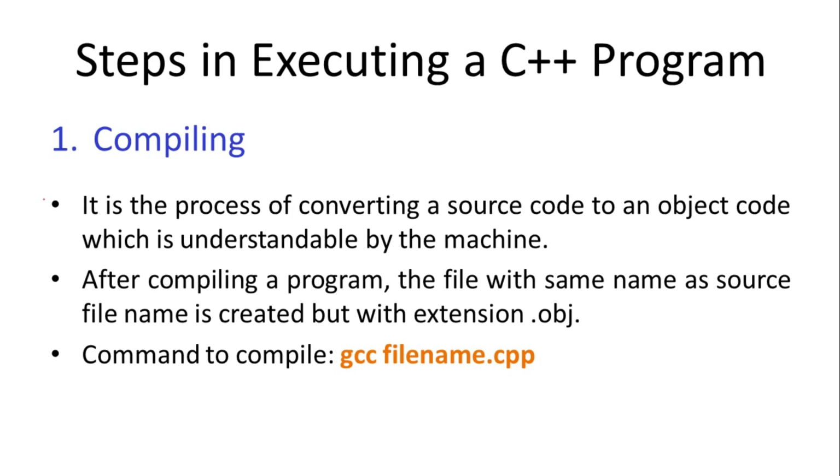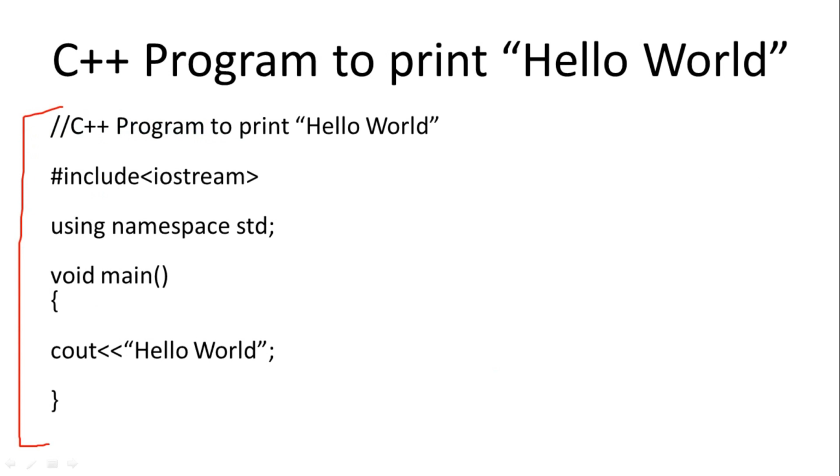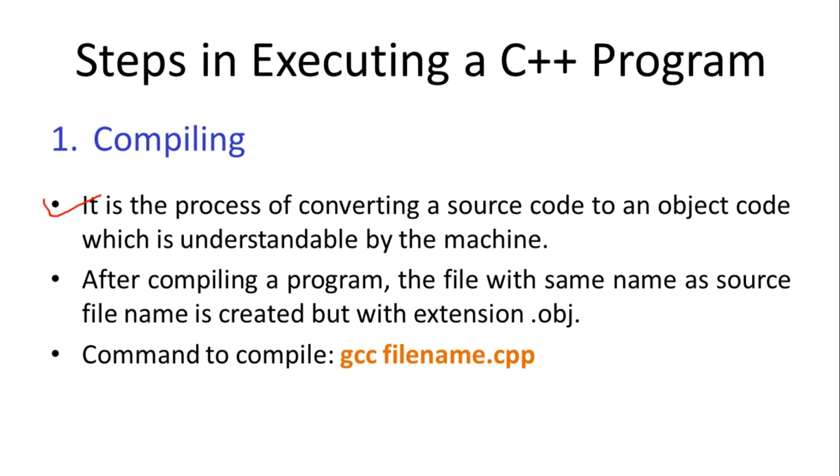After compilation, for example, you are saving this file with the name hello.cpp. The extension that is used for saving C++ programs is .cpp. For example, you are saving this file using the name hello world.cpp. After compilation, the name will be the same, but a file with extension .obj will be created. So for hello world.cpp, the object file will be hello world.obj.